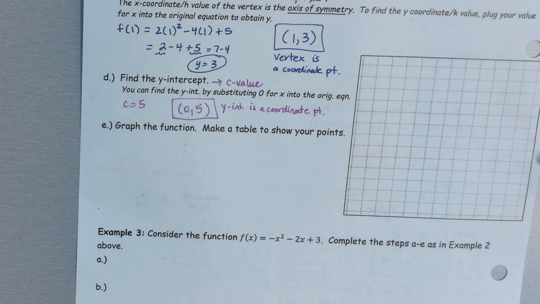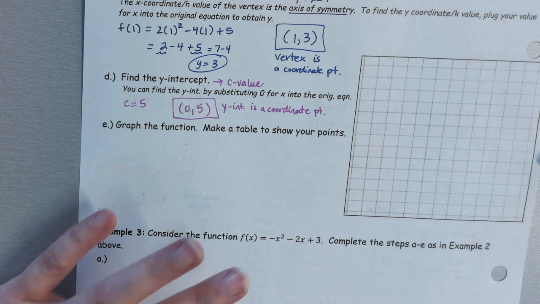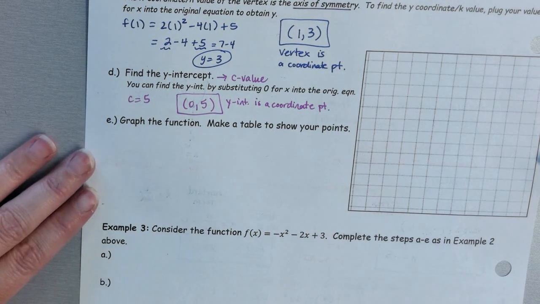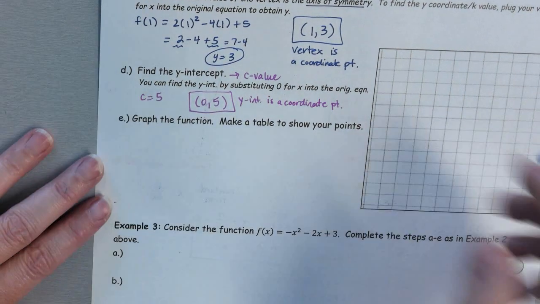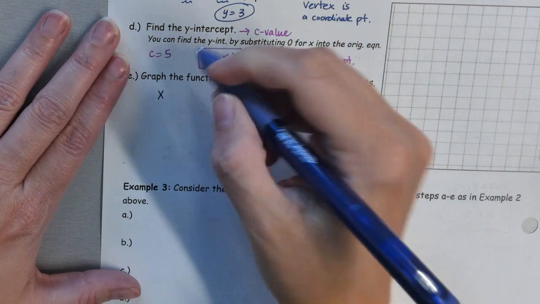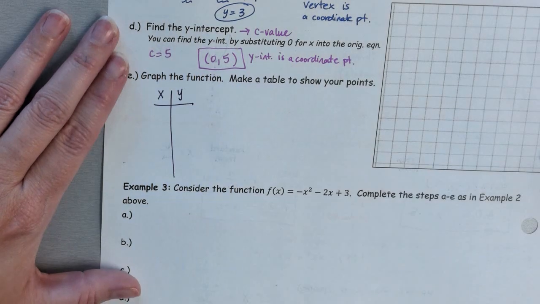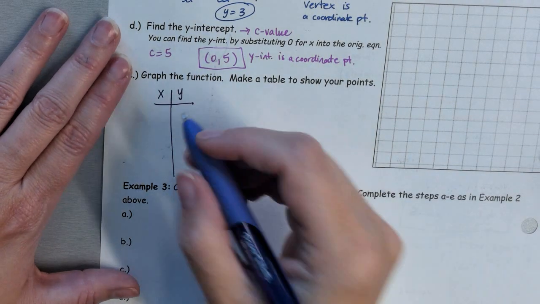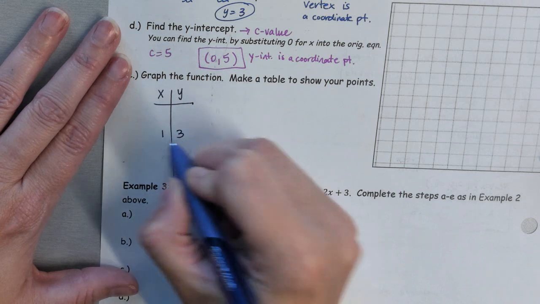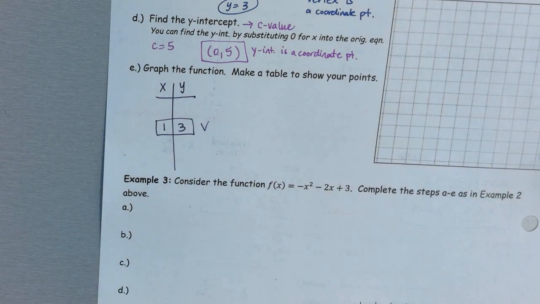And then for E, you're going to graph the function. You're going to make a table to show your points. So just like we have been doing, we're going to do 5 points. And then, Gwen, how do I start the table? Yep, where do I put it? Good, so I'm going to put my vertex in the middle. So that's (1, 3).